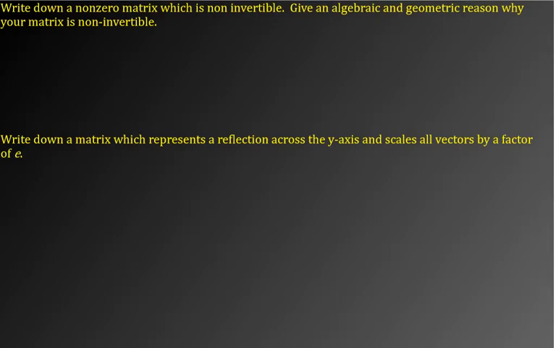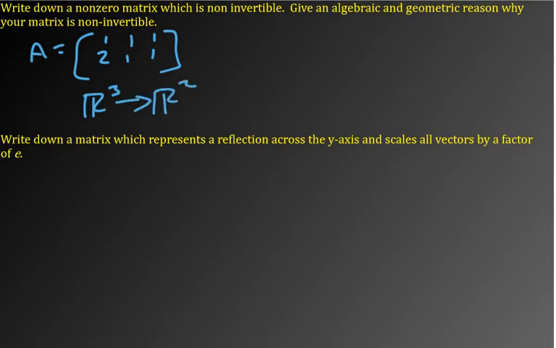All right, so really quickly, I just want to do 2 more quick concept questions. Write down a non-zero matrix which is non-invertible, and give an algebraic and geometric reason why your matrix is non-invertible. So a really easy way to do this is to just pick something that is not square. So if you do A equals 1, 2, 1, 1, 1, 1, this thing is sending a 3-dimensional thing to a 2-dimensional thing, okay? Because it's a 2 by 3 matrix.